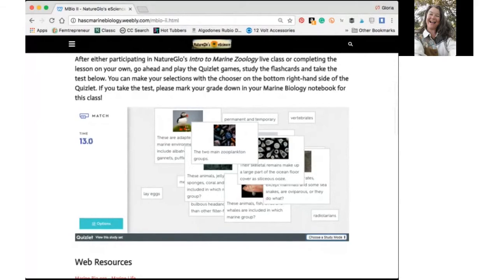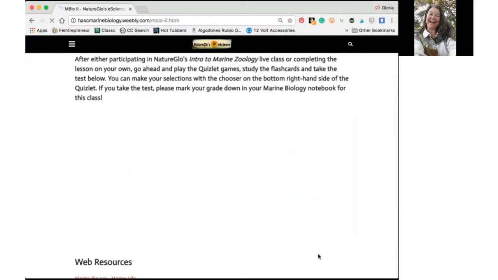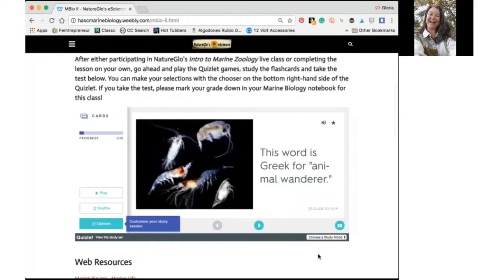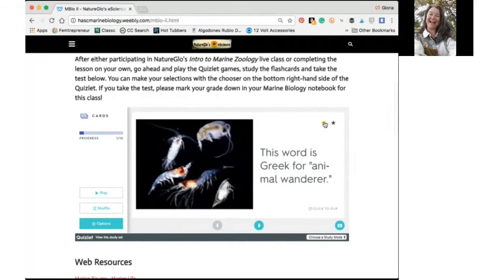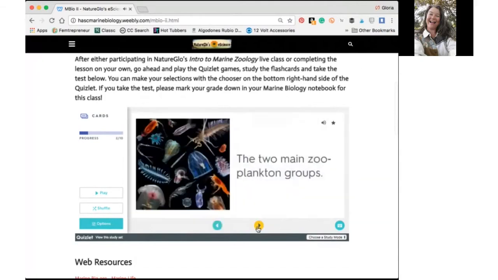So here we have flashcards. We don't really have time to do this, but you just look at the definition, flip it over for the answer. You can also click on the speaker and someone will read it aloud. So can you hear this? Okay, and then just click for the next slide.